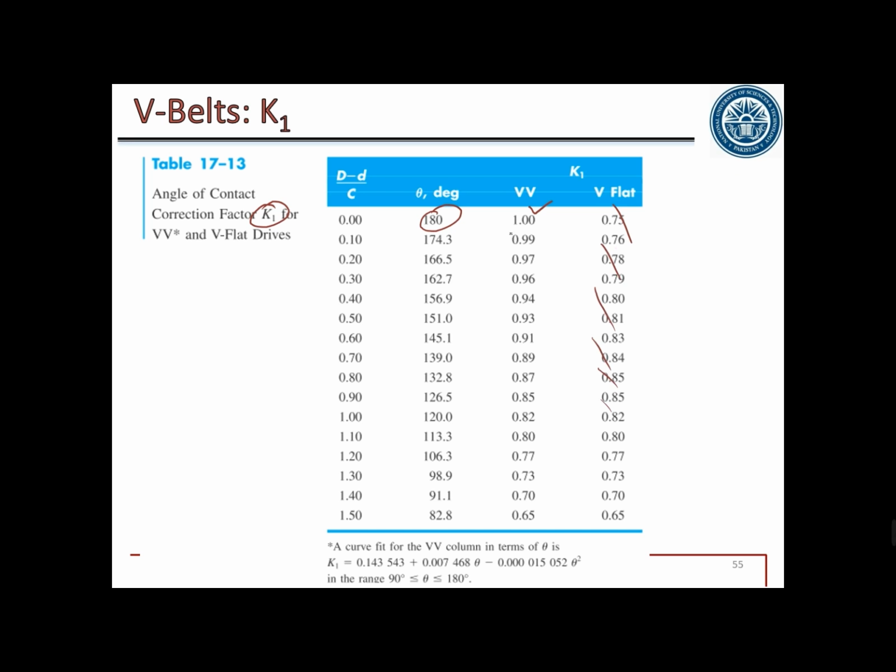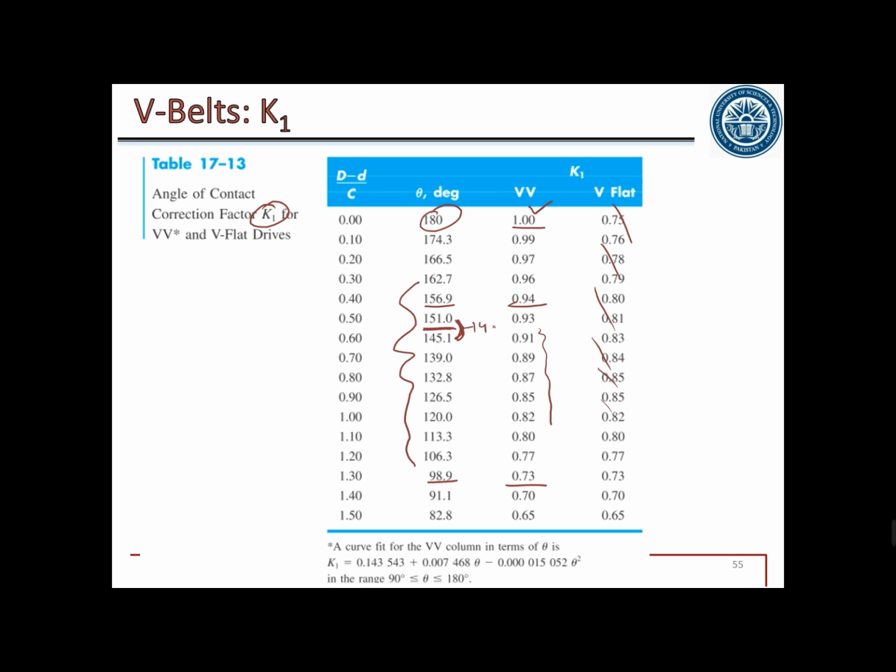So we will be using only VV type. For a 180 degree angle, K1 is 1. For 157 degree, K1 is 0.94. For 98.9 degree, it is 0.76. So depending on the angle of wrap, we can calculate K1. Or if you have an angle in between these two values, you can do interpolation.